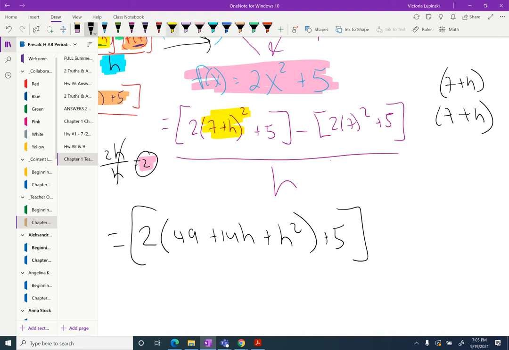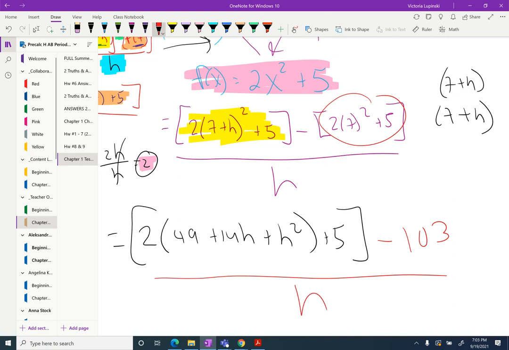So again, that is still this yellow piece right here. Then minus, if I do 7 squared, so 7 squared is 49. 49 times 2 is what? 98. Plus 5 is 103. All over h. Any questions to here?